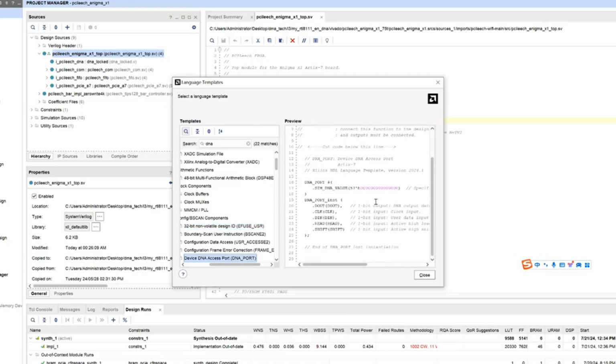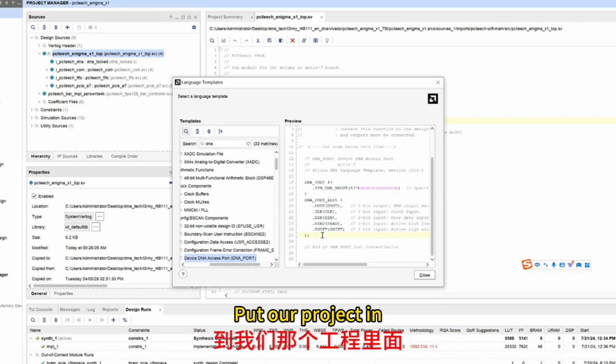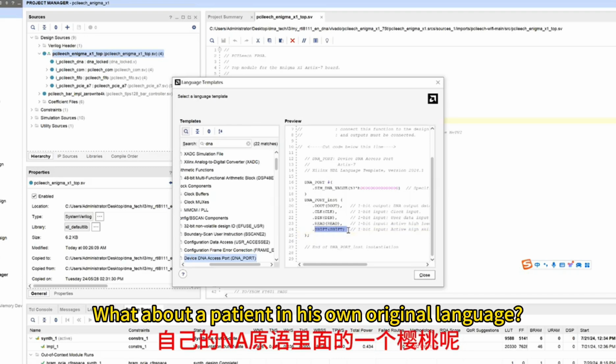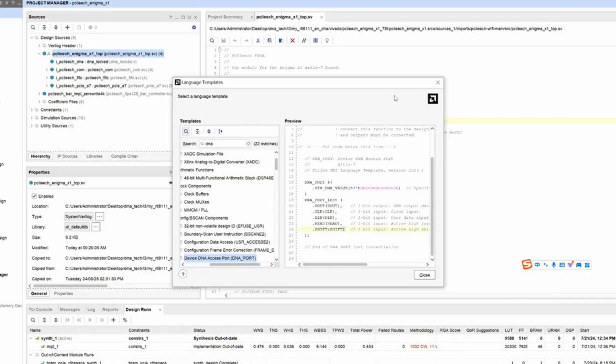We can directly instantiate this primitive class and put it in our project. It is consistent with what was said in the document just now.